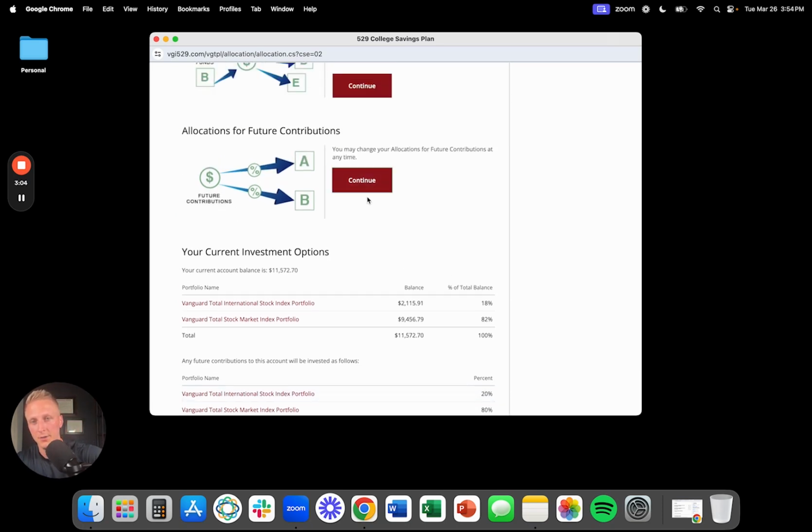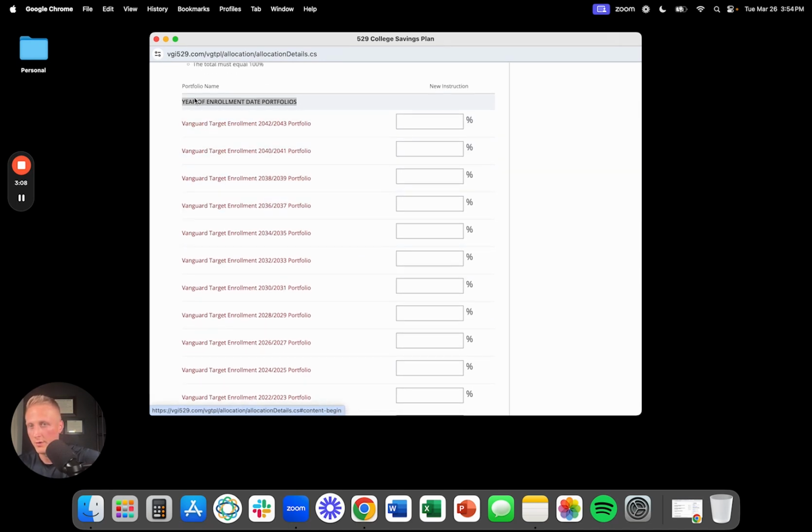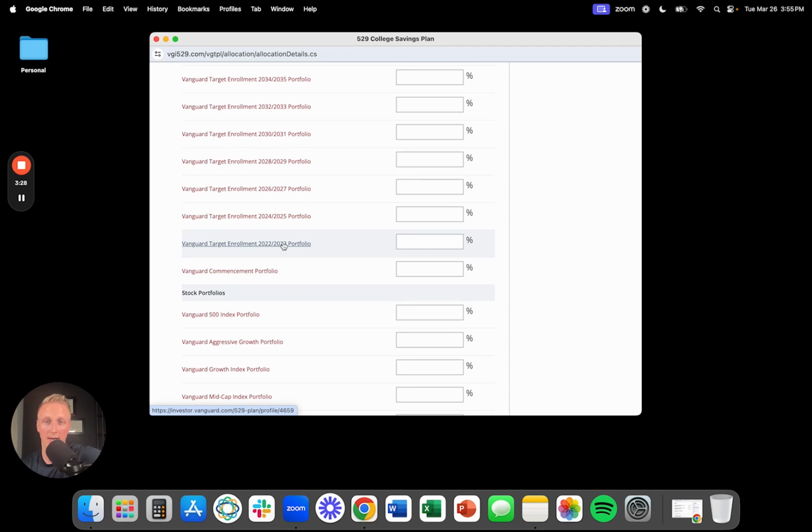Now, if I hit continue, I have my options to either do a bunch of target date funds. So year of enrollment essentially is what these are. Same thing as a target date with a 401k when you're going to retire. These are when you're going to go to school. Is your kid going to go to school in 18 years? This is probably the furthest one. So 2024 to this is 18 years, and it backs down 1 year each single one, all the way down to 2022. I'd go to school this year.